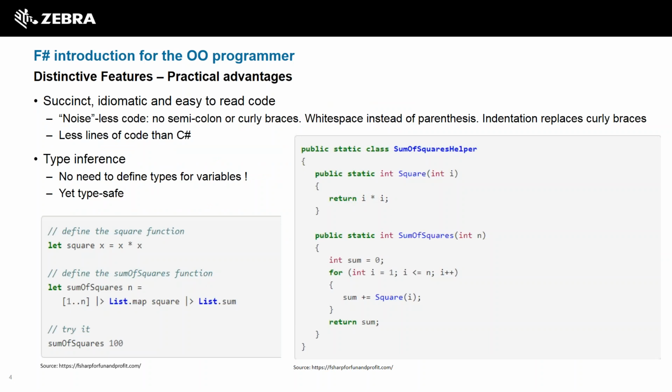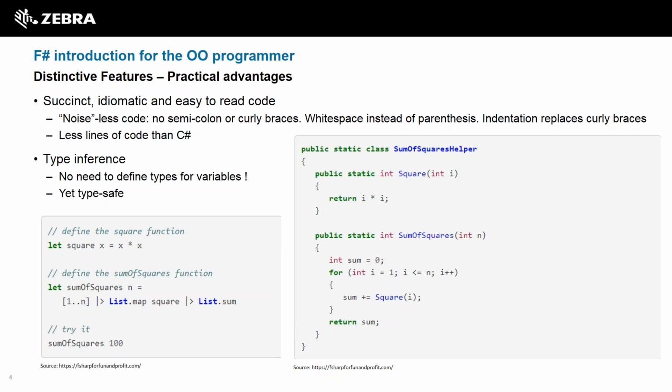Okay, so let's talk about some distinctive features of F#. What I do in this slide is compare code written in F#, on the left-hand side of the screen, and C# code on the right-hand side. It is effectively the same function, sum of squares, coded in the two languages. It calculates the sum of the squares of the first n integers, but what you notice is, and this is fairly typical, F# has fewer lines of code than C#. And I would definitely say it is clearer code.